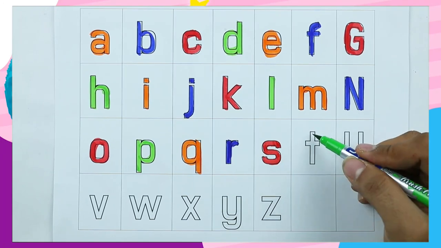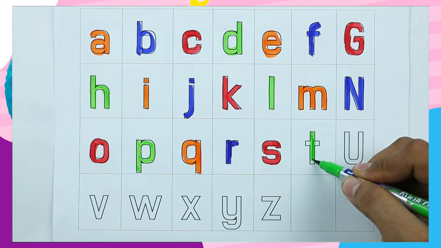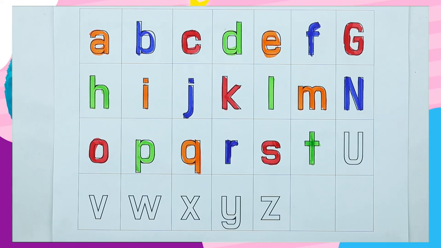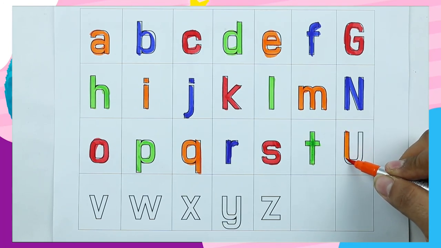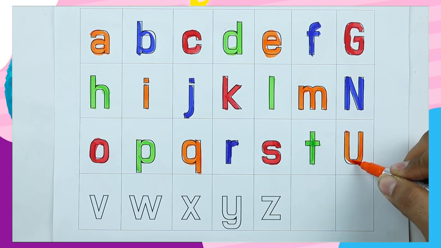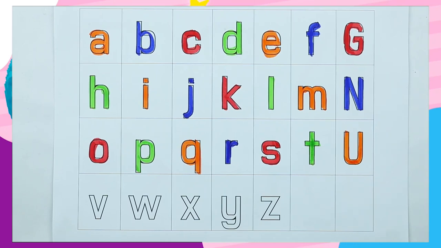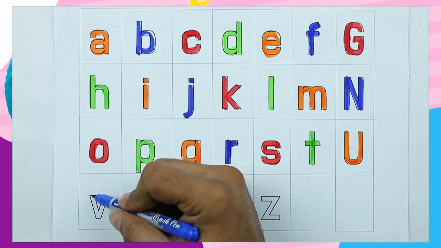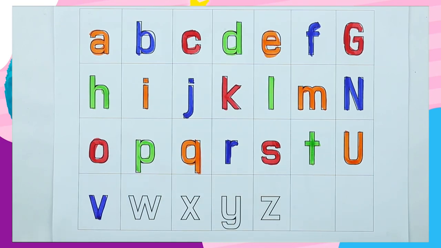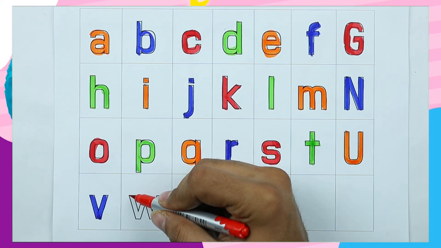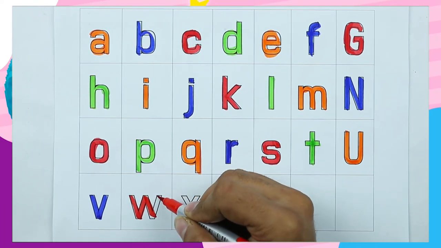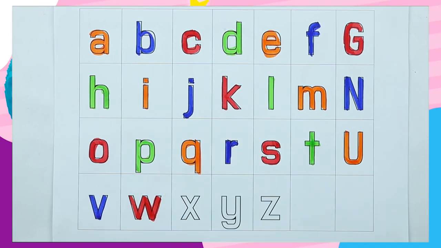Small T. Green color. U. U for umbrella. U with orange color. V. V for violin. It's V. W. Small W with red color. W for watch.